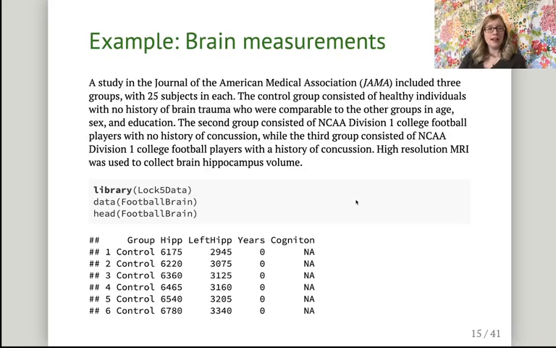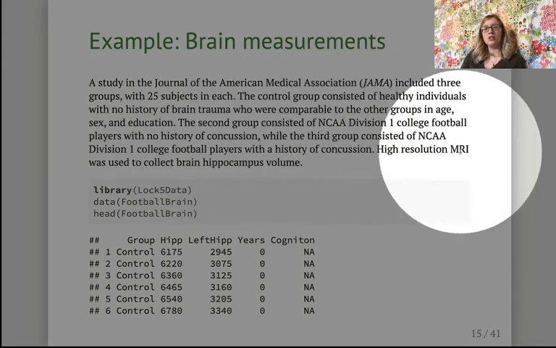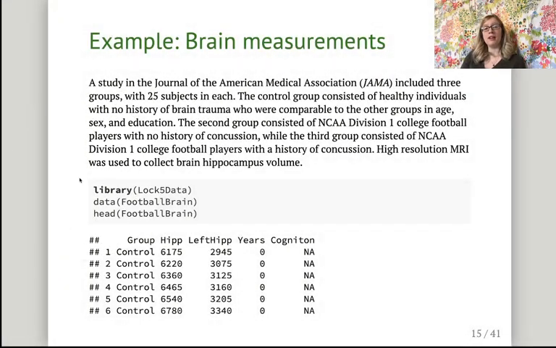So let's look at an example. A study done in the Journal of the American Medical Association included 3 groups, each with 25 subjects. The control group consists of healthy individuals with no history of brain trauma who are comparable to the other groups in age. The second group consisted of college football players with no history of concussion. The third group consisted of college football players with a history of concussion. We used this data in a previous video to look at how brain hippocampus volume changed from each group.